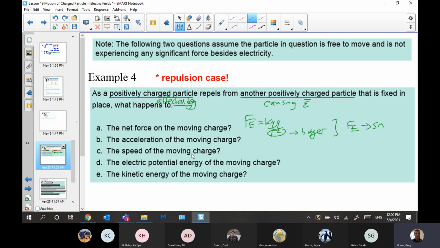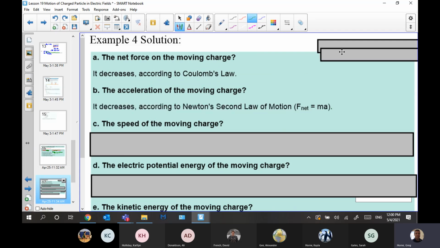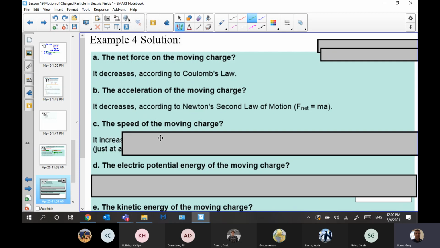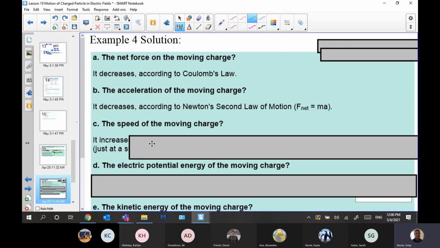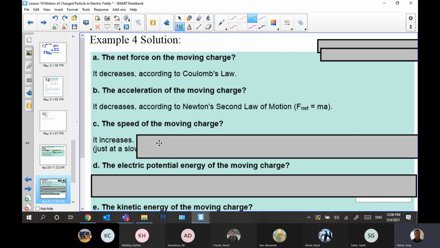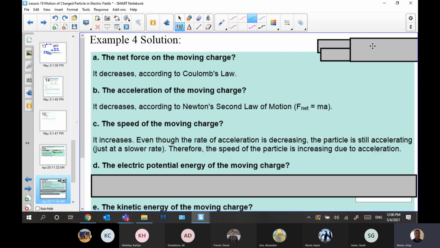What about the speed? So it decreases because of Coulomb's law. We're getting farther apart, as I showed. The acceleration is going to decrease. They're basically saying here that this velocity is increasing, of course. Even though the acceleration is decreasing, it's still speeding up. It's just speeding up at a slower and slower rate as it's repelled away.